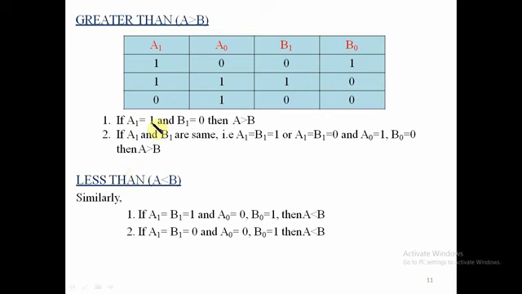If a1 equals 1 and b1 equals 0, that means a has the highest value, so a is greater. If a1 and b1 are the same, then in that case it is either 1 or 0.